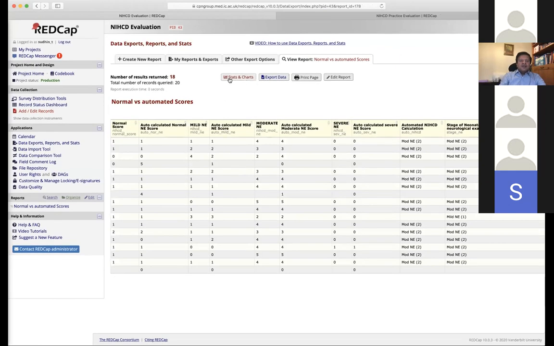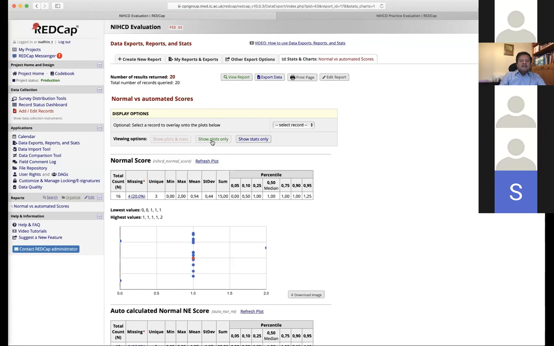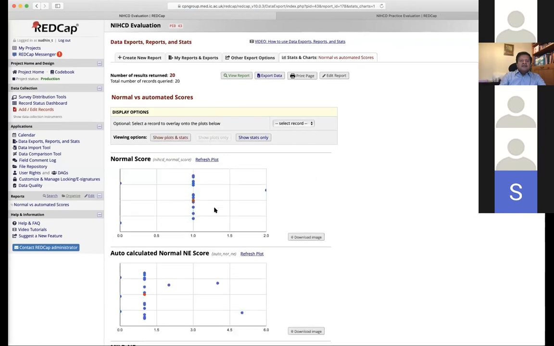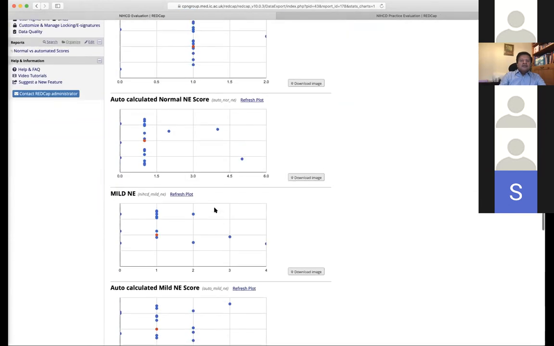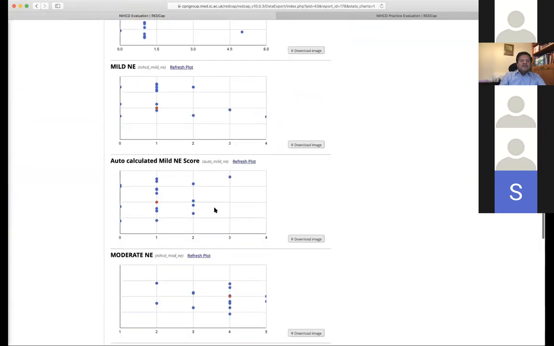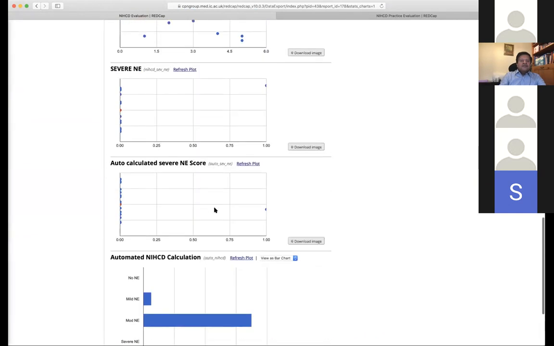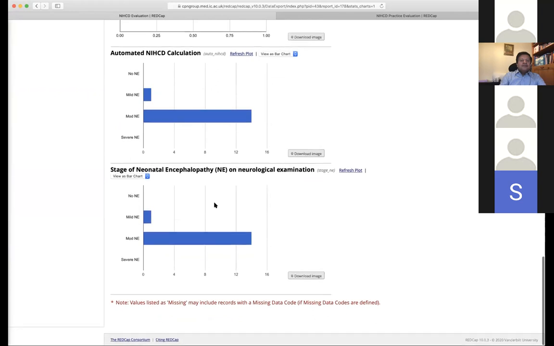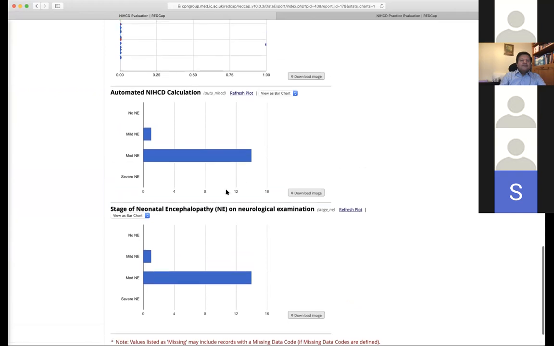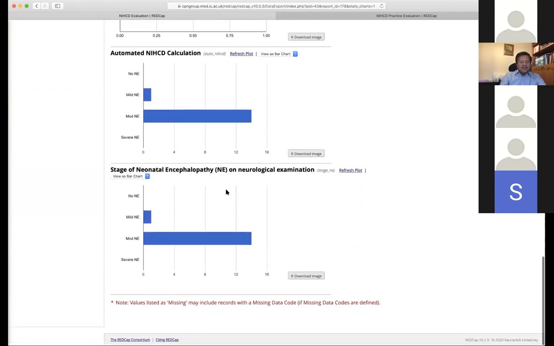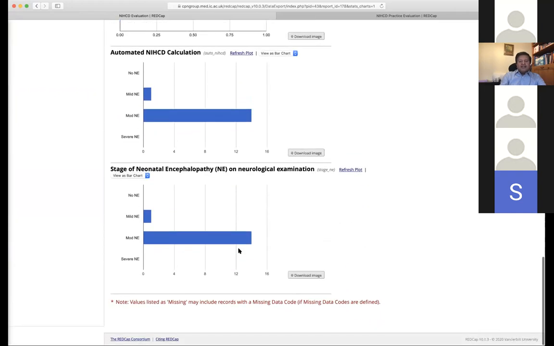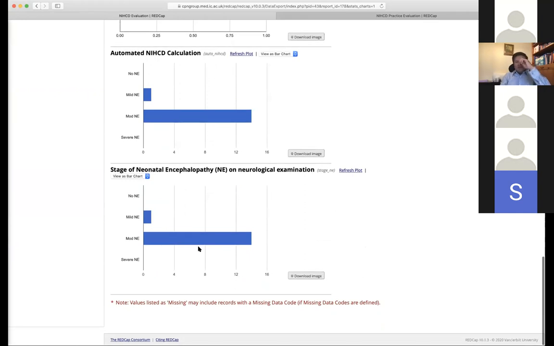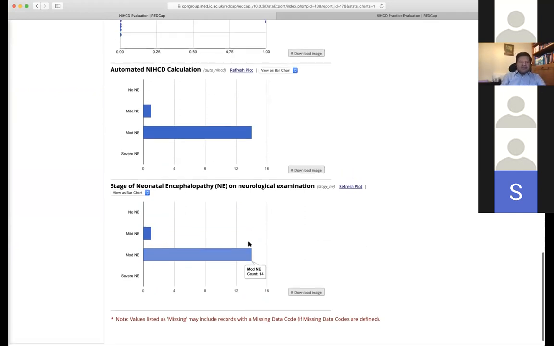Okay, most of you have completed it. I'll just explain the findings. Most of you have called this moderate encephalopathy, which is correct.